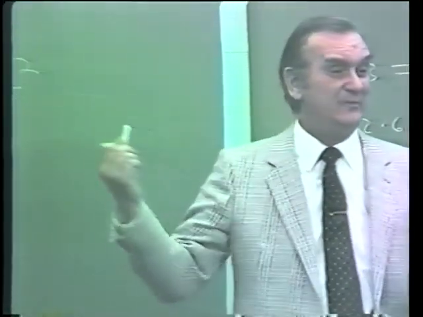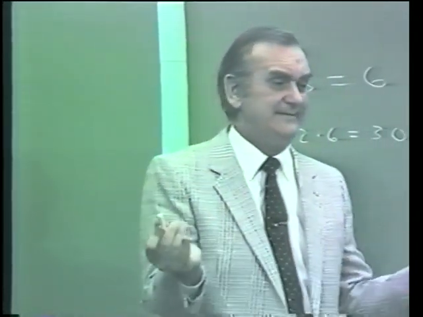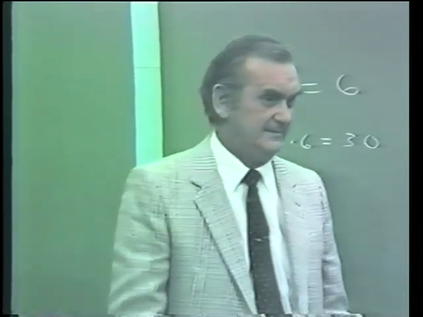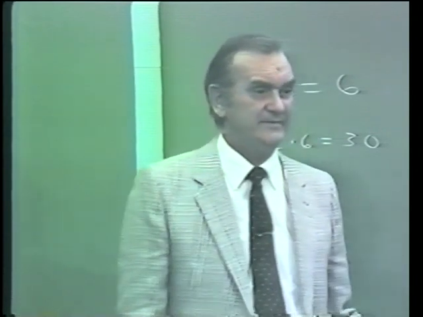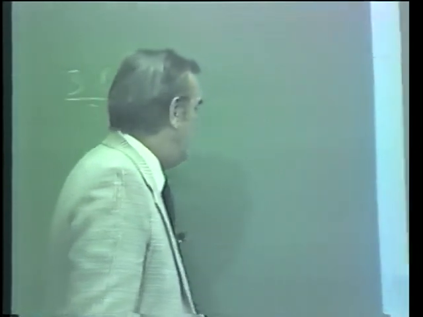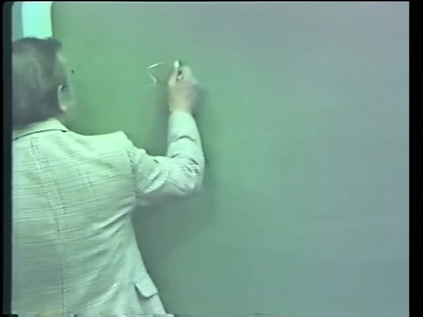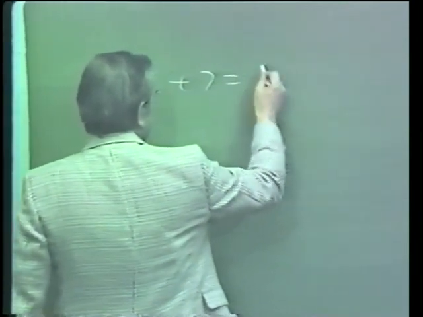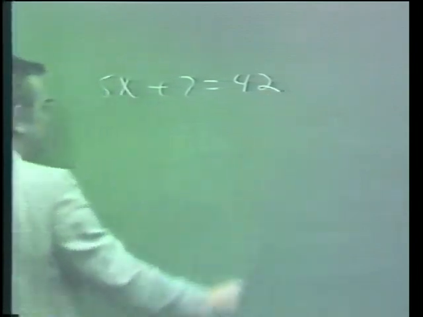you can think of an equation, and that's what we're working with now, equation, as a seesaw that's in balance. You're allowed to do anything you want to one side, as long as you do the same thing to the other side, it retains its balance. Okay? Now, let's expand on this a little. Let's suppose we have the equation 5x plus 7 is equal to 42.